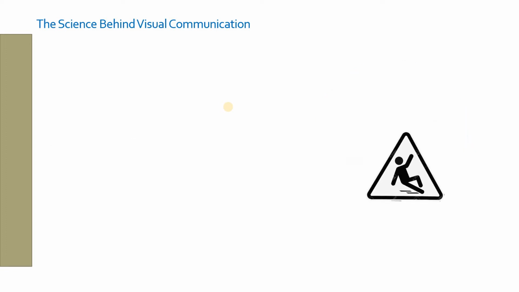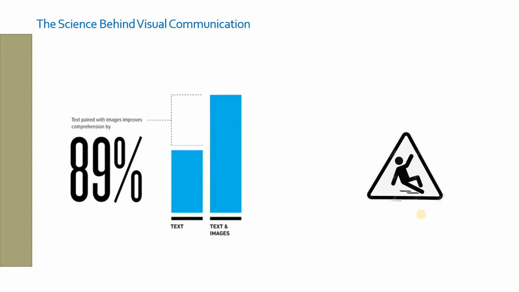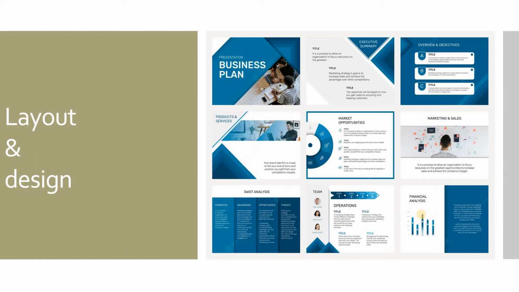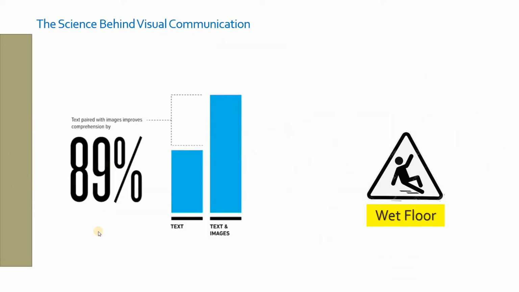So you can see here the science behind visual communication. I have one picture here. This picture is saying something, that one person has slipped. Okay, so if I put the text here also, you can see here wet floor. This is a sign for a wet floor. When the cleaner is cleaning the floor, they put this kind of sign. The wet floor is there.